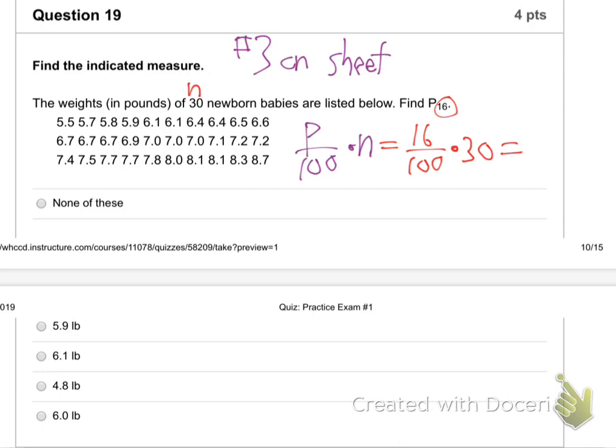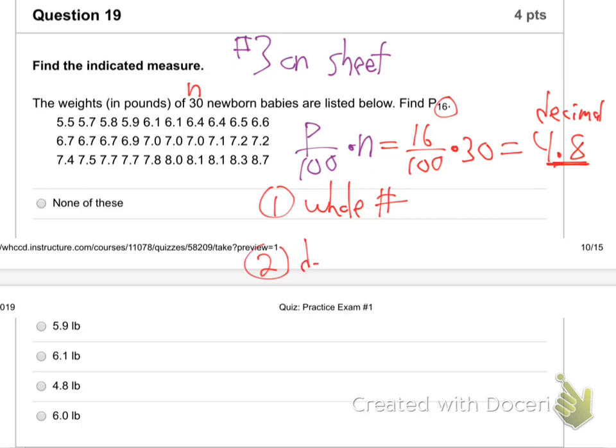I'm getting 4.8. Now, this is where I gave you two options. Option one, so this is a little confusing. If it's a whole number, did this come out a whole number? No, it's a decimal. So I'll skip that and jump down to the one that says, if it comes out a decimal. That's the second part. If it comes out a decimal, round up. So I'm going to take that 4.8 and round it up, so it rounds to 5.